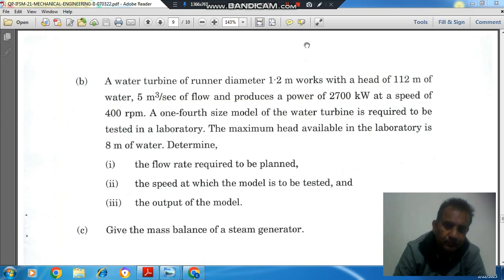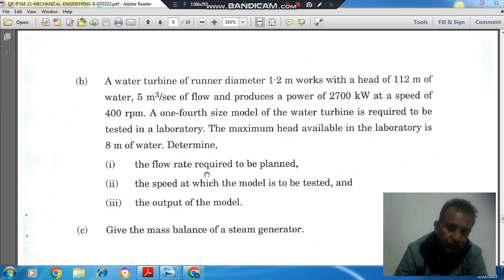Question number 8b. A water turbine of runner diameter 1.2 meter works with a head of 112 meter of water, 5 meter cube per second of flow and produces a power of 2700 kilowatts at a speed of 400 rpm. A 1/4 size model of the water turbine is required to be tested in a laboratory. The maximum head available in the laboratory is 8 meter of water.